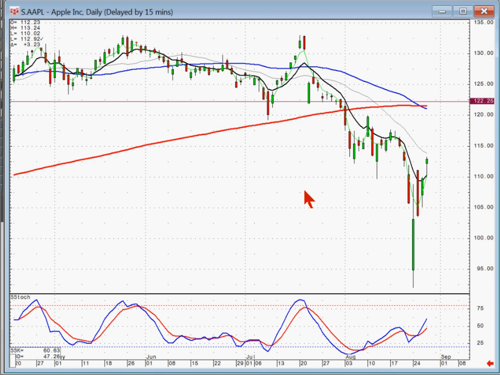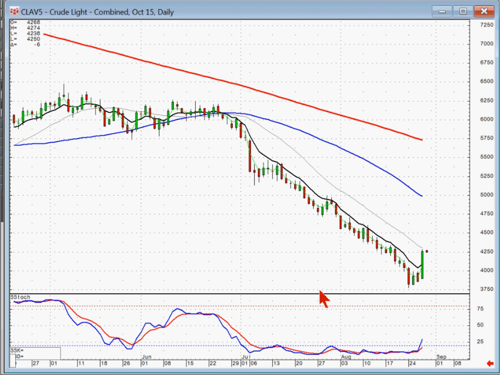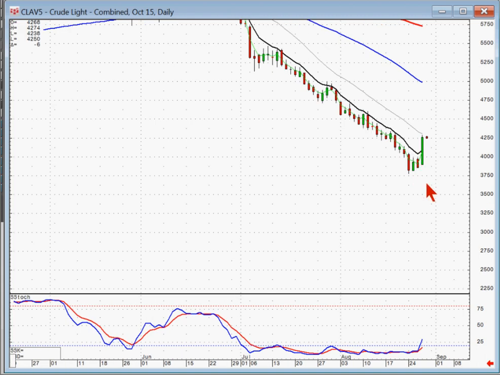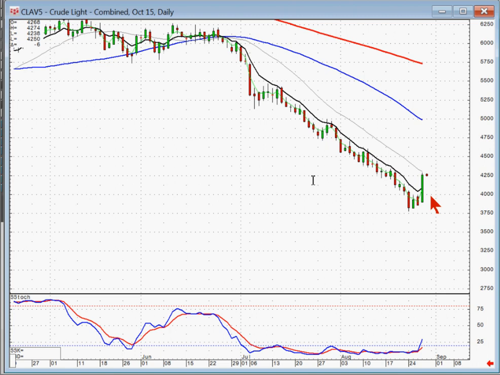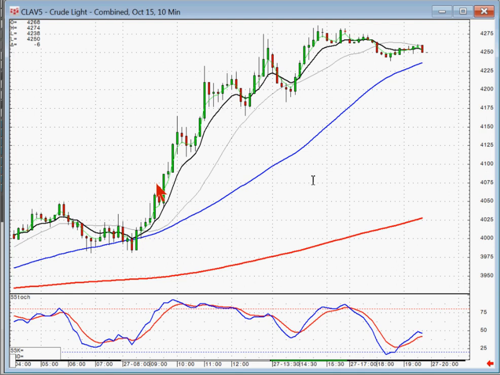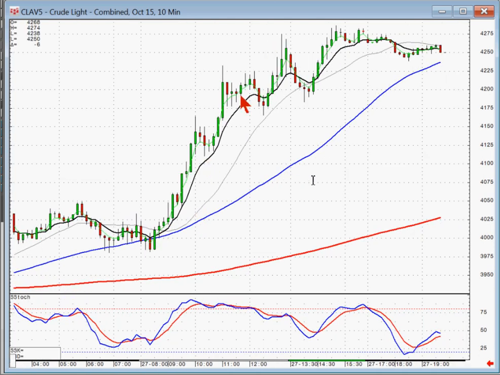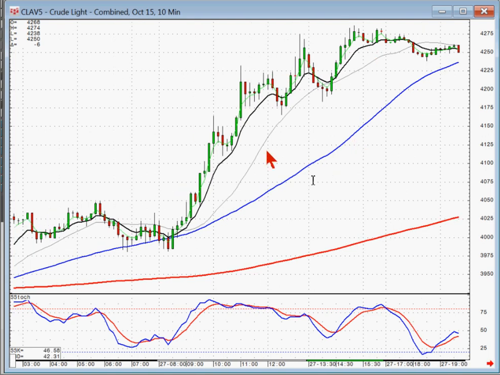All right, so some of the other things that were moving big today. Crude oil. Crude oil didn't show us a reversal signal. It started trading up, so I didn't go after it very hard, but went after it off my 10-minute chart. I was in and out of it a couple times, but made very good money on crude oil today.